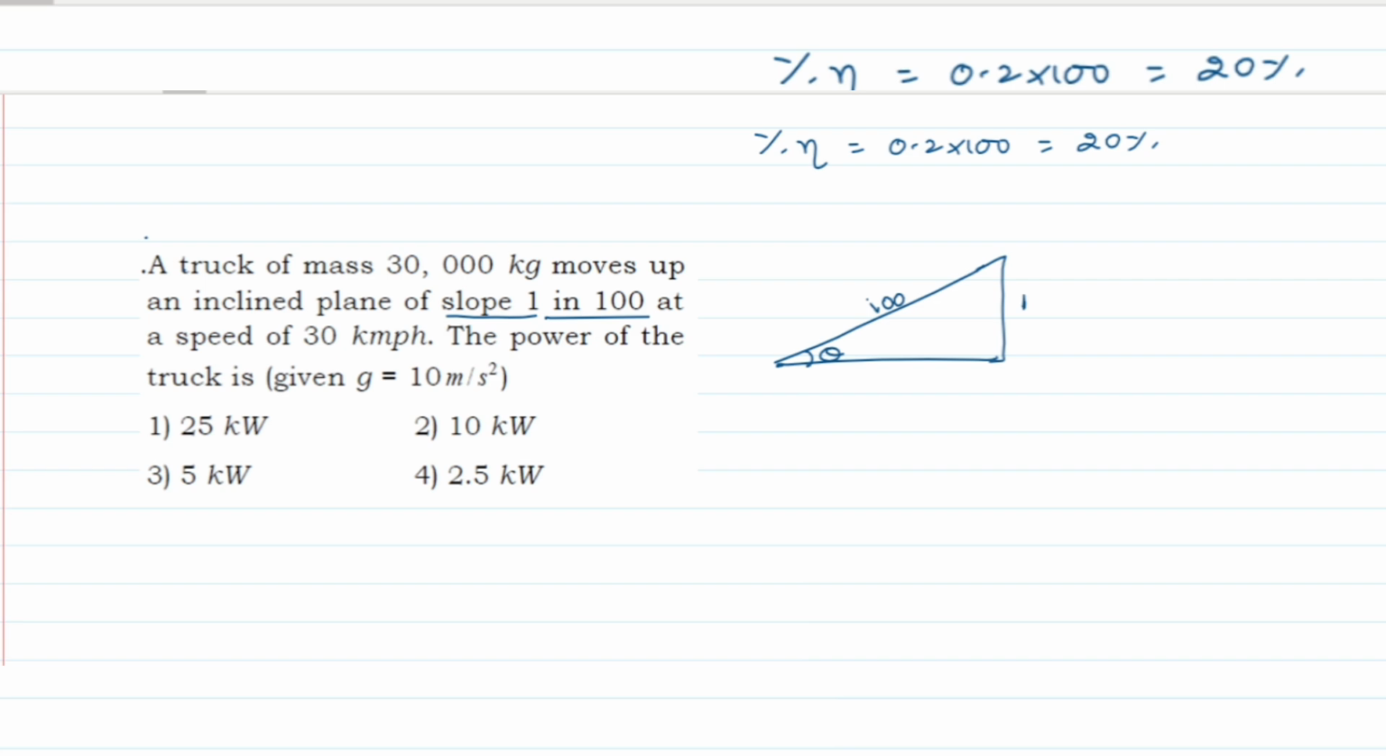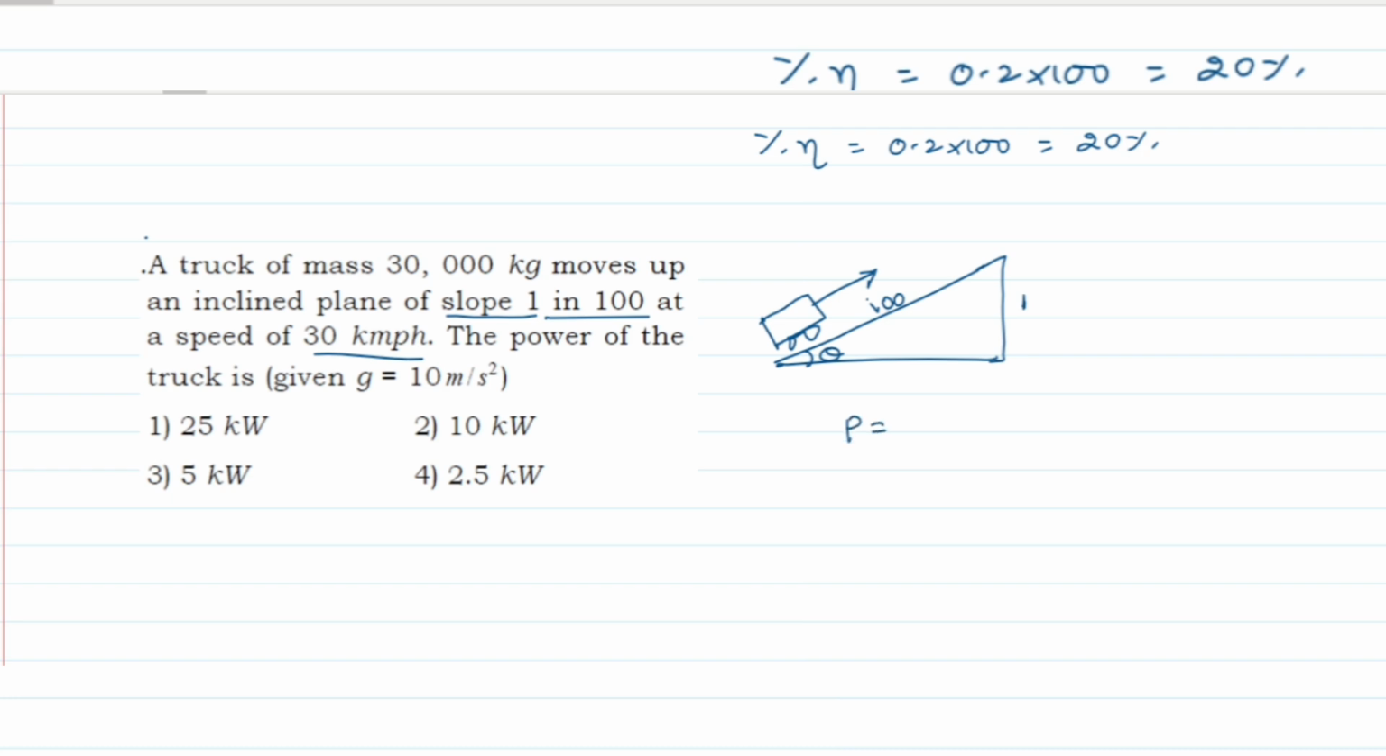So the truck is carrying the load. A truck of mass 30,000 kg is moving up with a speed of 30 km per hour, and they are asking the power of the truck. For power, the formula, since velocity is given, will be used.